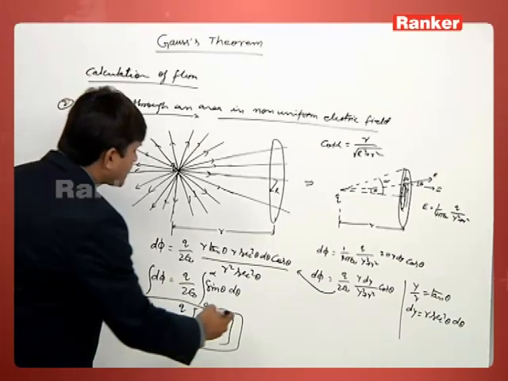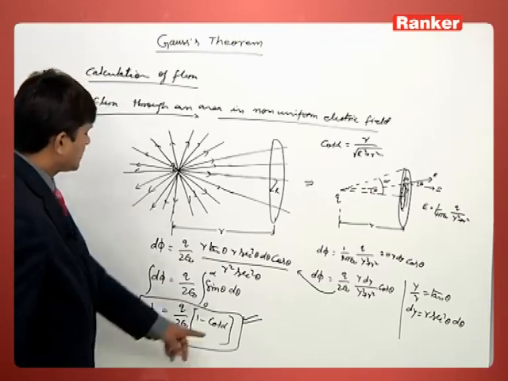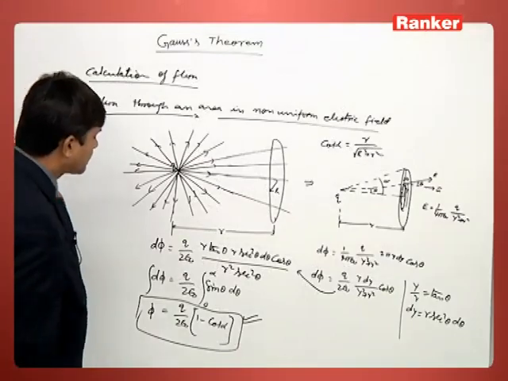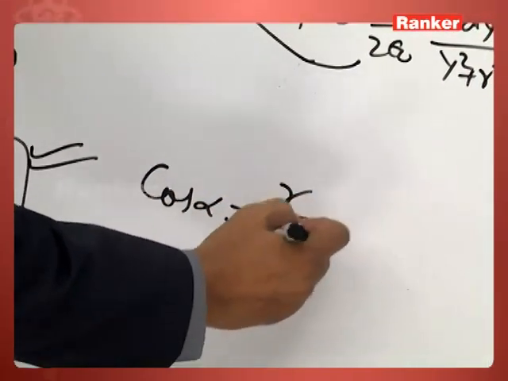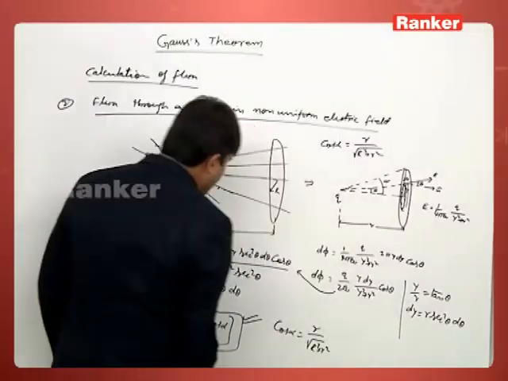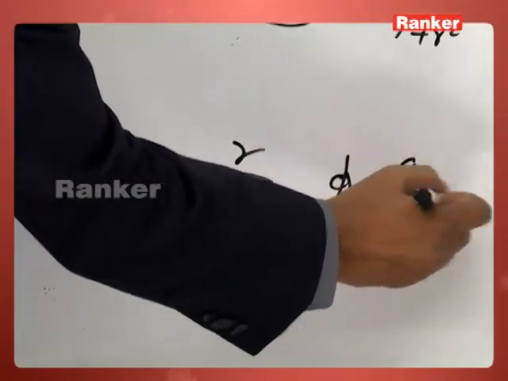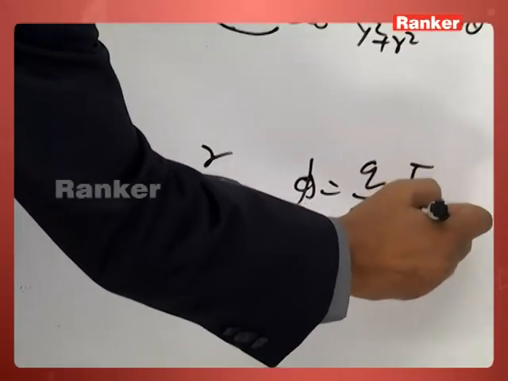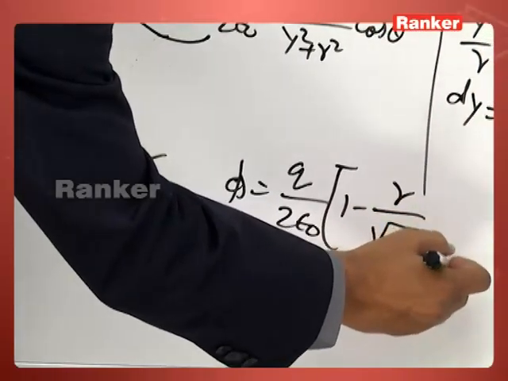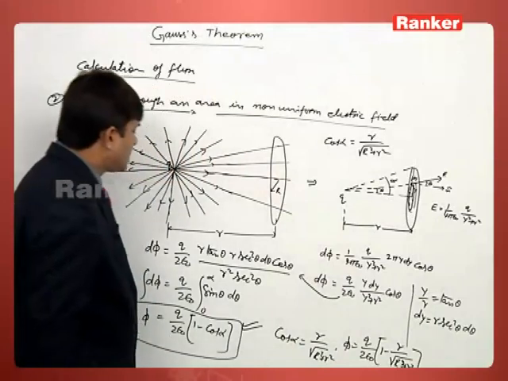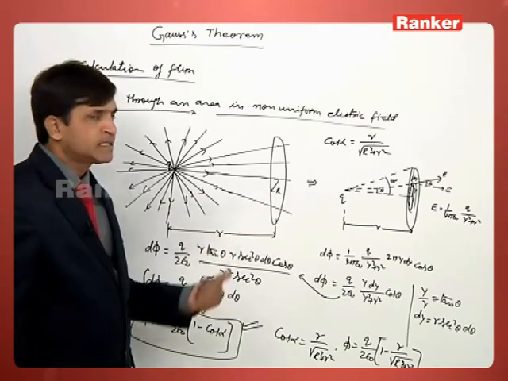This is a very general result, and we have to remember which angle is alpha and where the charge q is kept. Particularly in this case cos alpha is r by root over R square plus r square. Then the flux will be written as q by 2 epsilon naught, 1 minus r by root over R square plus small r square, like this. So this is the flux through the whole ring of radius R kept at a distance small r.